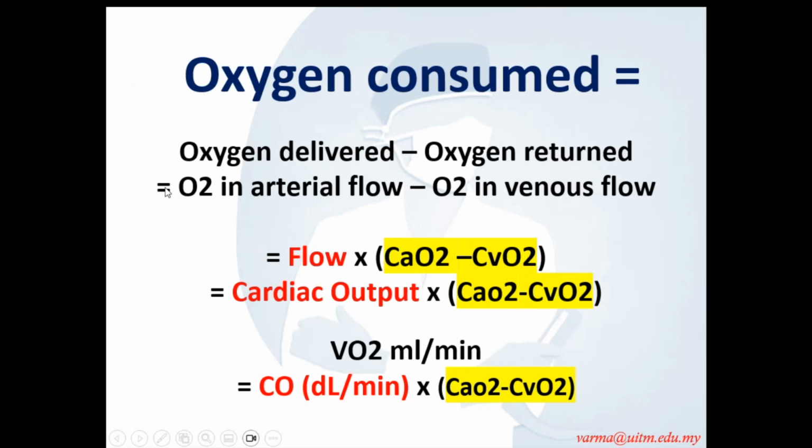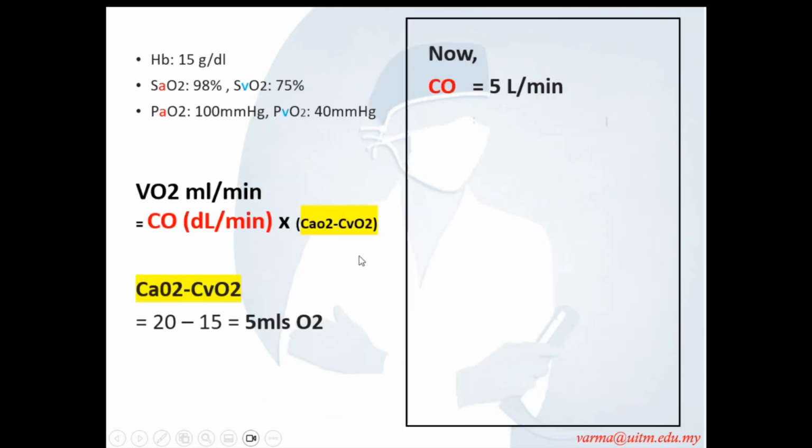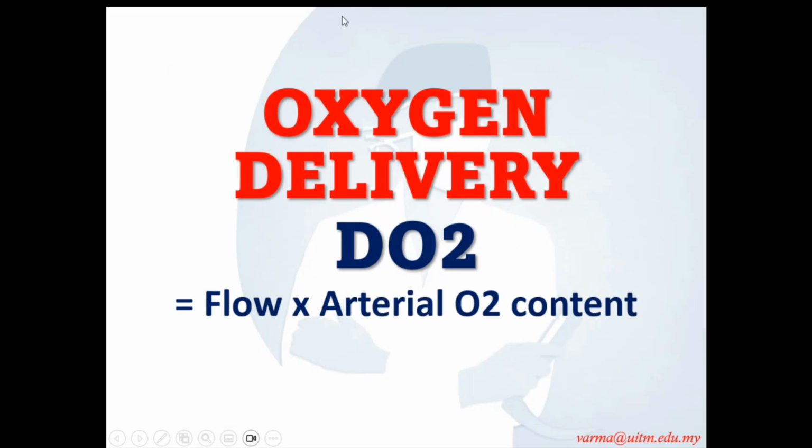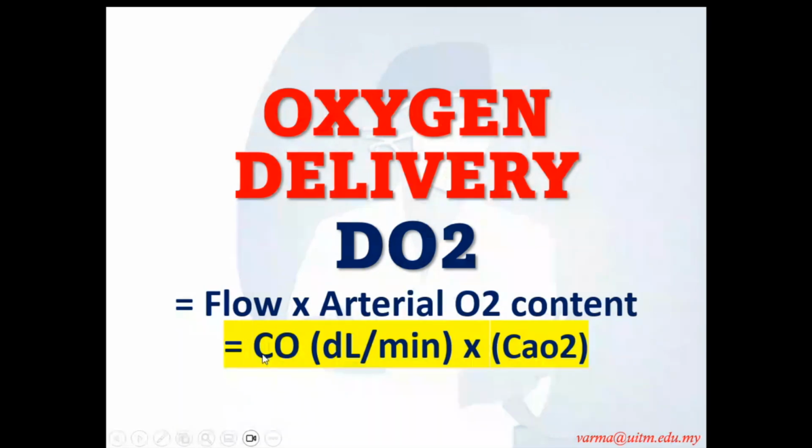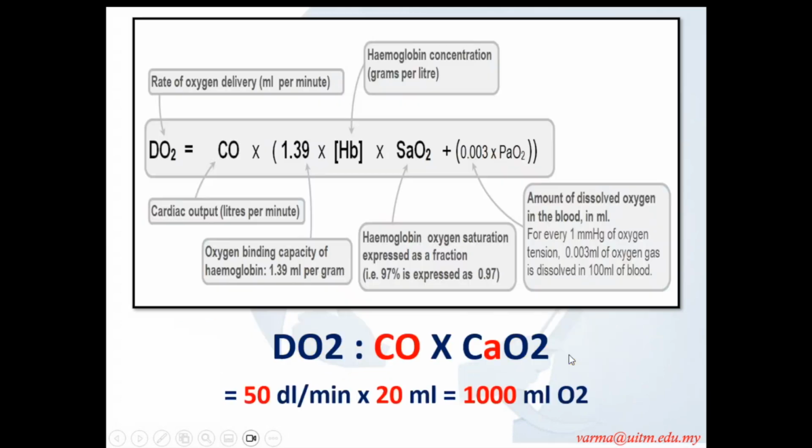Okay, the delivery is oxygen in the arterial flow. This is the return. So your DO2, what we are talking about now, is only the delivery. Delivery means we are only concentrating on arterial oxygen content. So simply flow times arterial oxygen content is your oxygen delivery. Oxygen delivery is equivalent to cardiac output times CaO2. We have done this already just now.